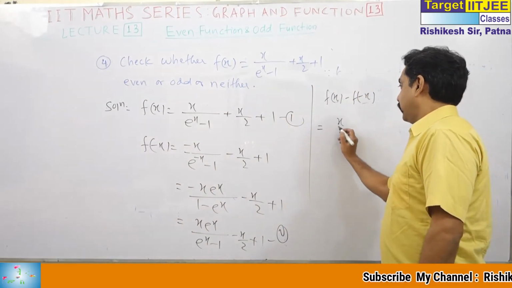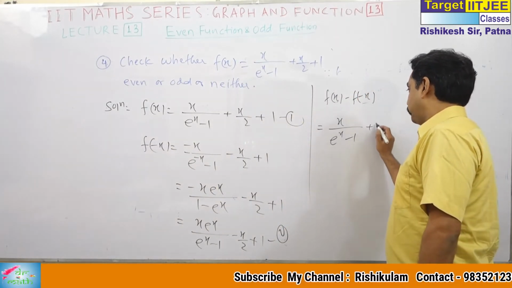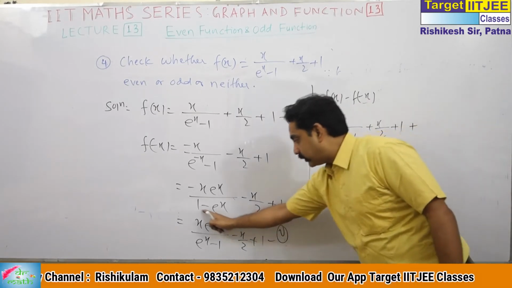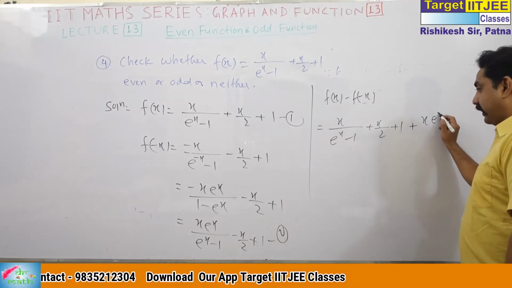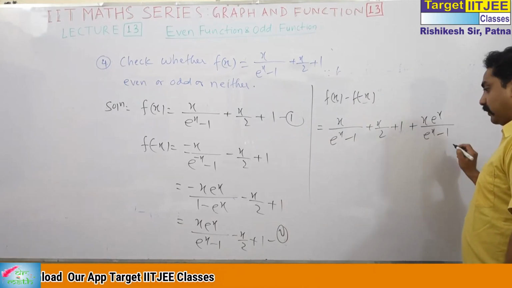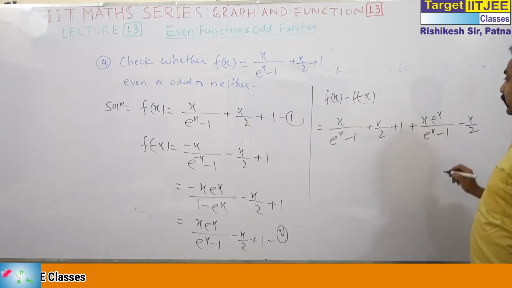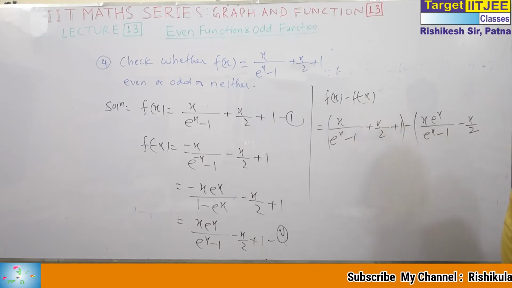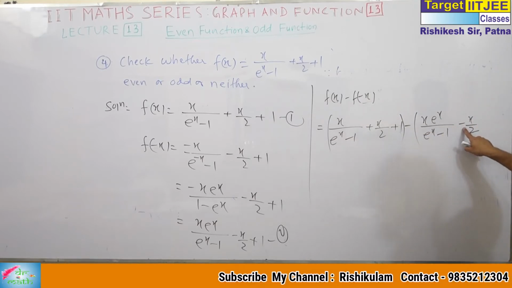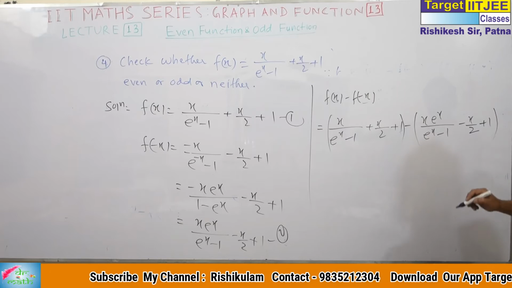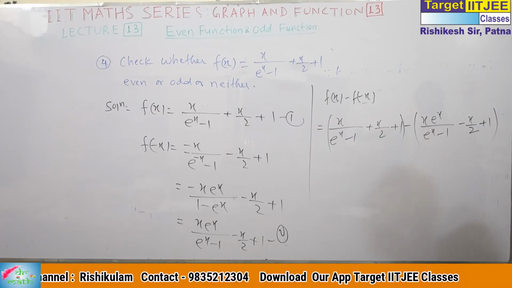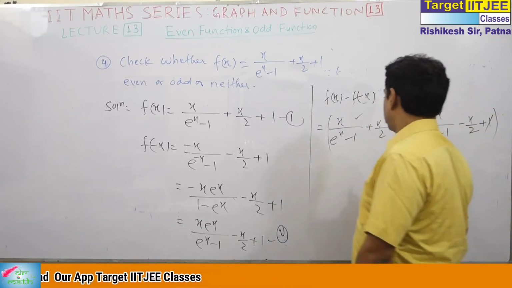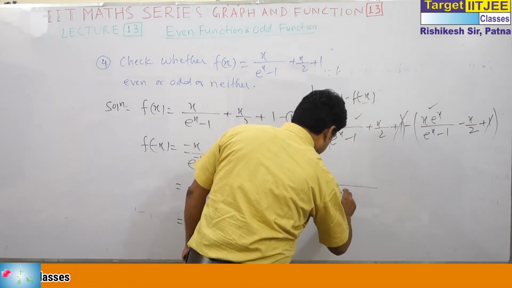This is x by e to the power x minus 1 plus x by 2 plus 1. And this is plus. Now I am writing this one. x e to the power x by e to the power x minus 1 minus x by, I am taking minus sign. We have to take both one by one. Minus x by 2 plus 1. Now let me simplify, I think this 1 and 1 cancel. Add these two. What is this? e to the power x minus 1.